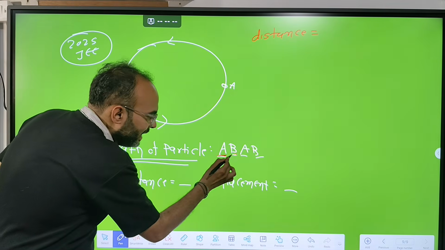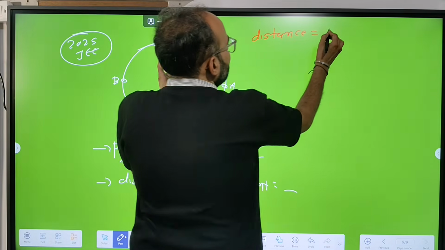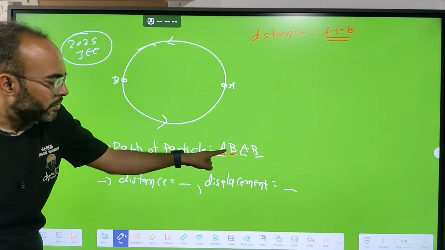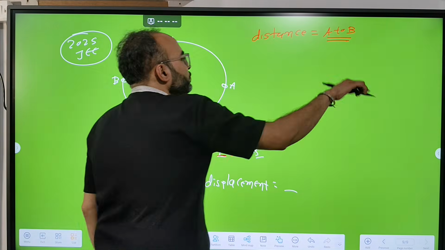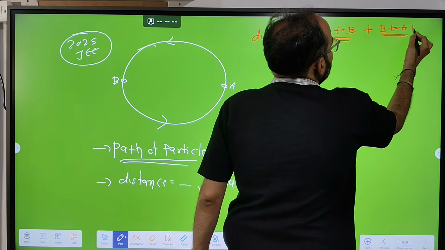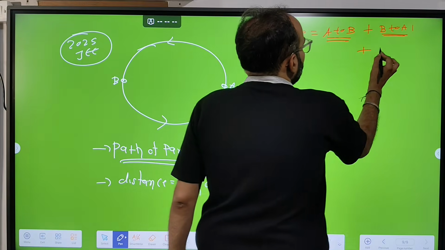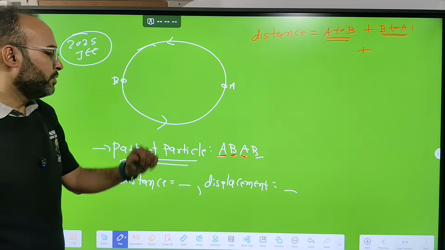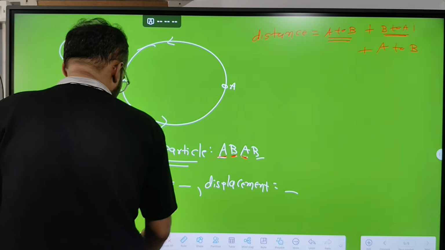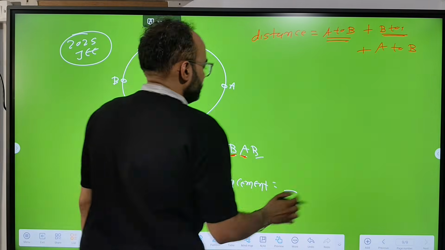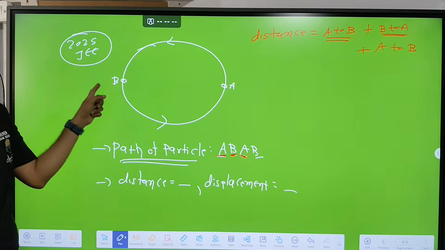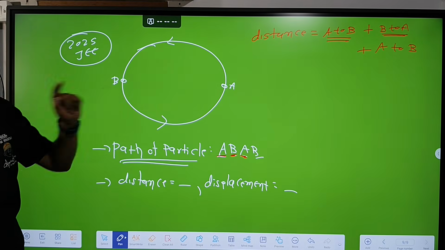First, see, first is A to B. Second is B to A. And at the end, A to B. Chalo, what is its path? A to B, B to A, A to B. This is the path.